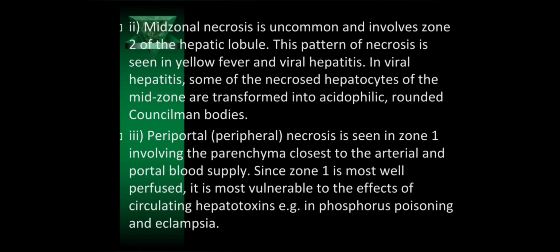Mid-zonal necrosis is uncommon and involves zone 2 of the hepatic lobule. This pattern of necrosis is seen in yellow fever and viral hepatitis. In viral hepatitis, some of the necrosed hepatocytes of the mid-zone are transformed into acidophilic rounded Councilman bodies. So the apoptotic bodies look like Councilman bodies. Periportal necrosis is seen in zone 1 involving the parenchyma closest to arterial and portal blood supply. Since zone 1 is most well perfused, it is most vulnerable to the effects of circulating hepatotoxin. Example, phosphorus poisoning and eclampsia.